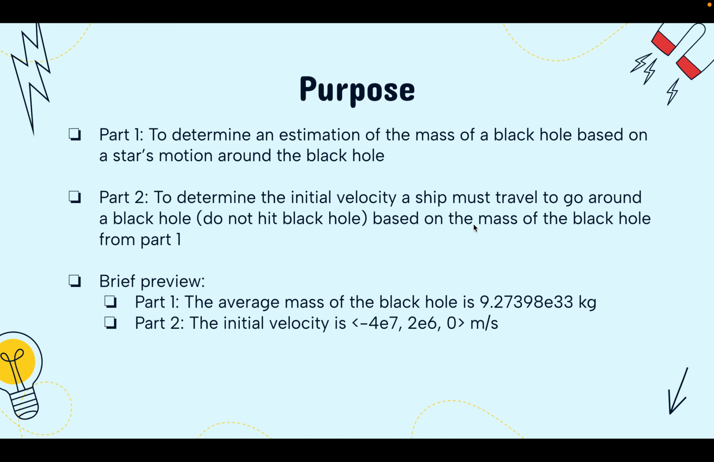A brief preview: for part 1, the average mass of the black hole is 9.27398 times 10 to the 33 kilograms. For part 2, the initial velocity is -4 times 10 to the 7th, 2 times 10 to the 6th, and 0 meters per second.